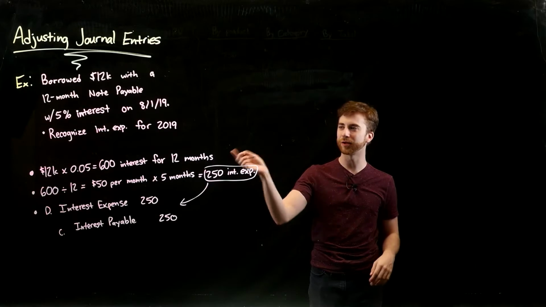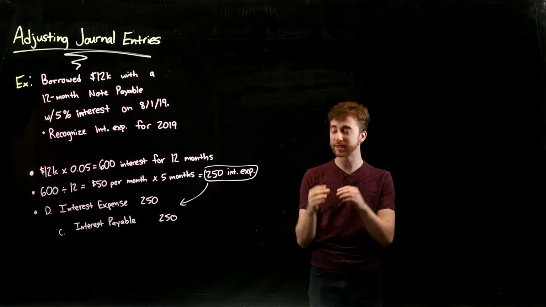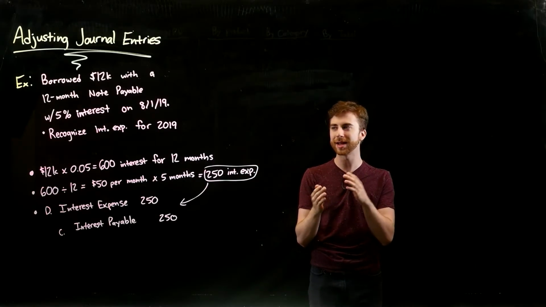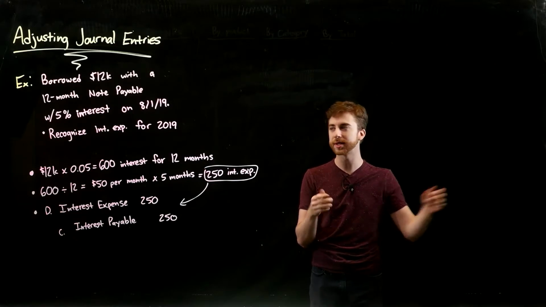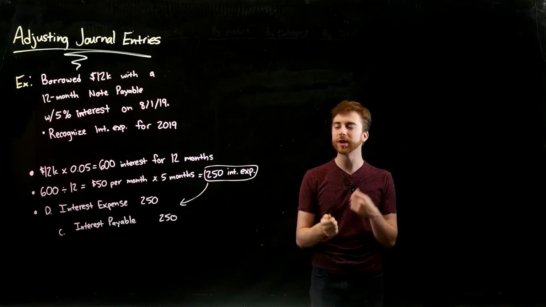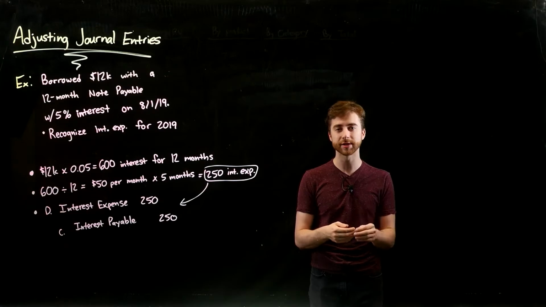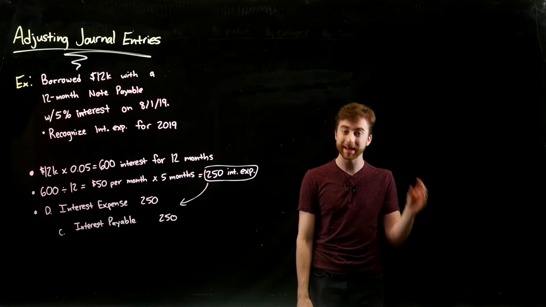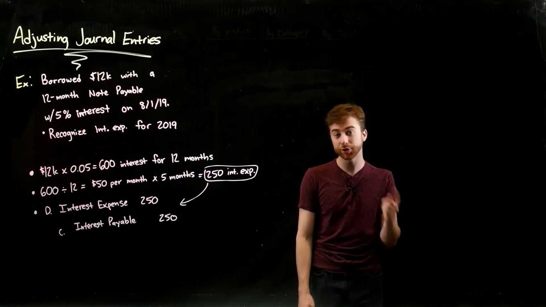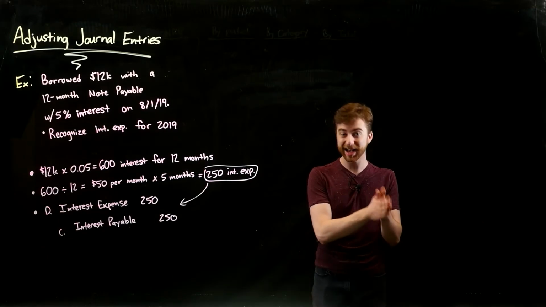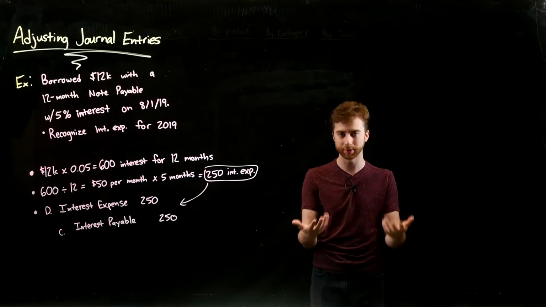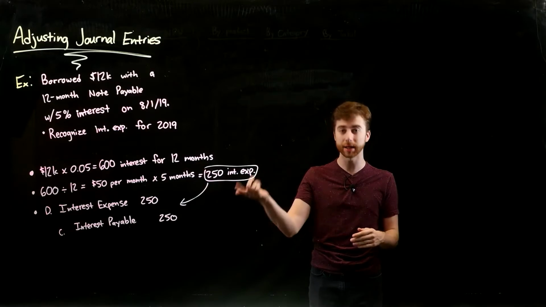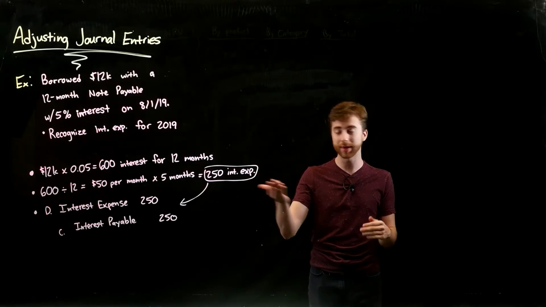But recognize that for 2019, it's the 5% interest, but it's not going to be for all 12 months, only for a few of those months. We need to go ahead and recognize what that interest expense is for those few months that happened in 2019, because that interest has occurred over time. And as of the end of 2019, you want to accurately portray your financial position, taking into account that expense that's incurred. So let's do that right now.